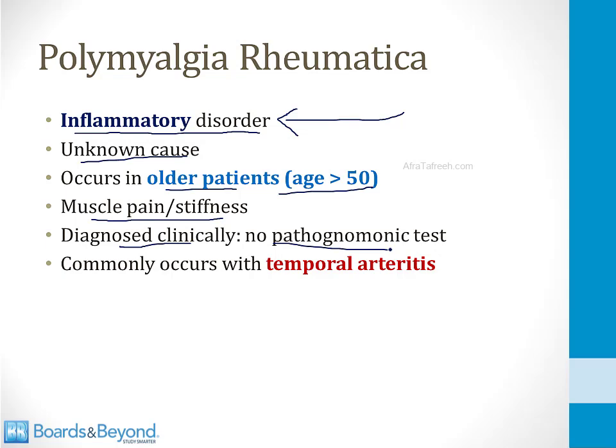And a very high-yield thing for you to know about polymyalgia rheumatica is that it commonly occurs together with temporal arteritis. In the immunology section in the video on vasculitis syndromes, I talk about temporal arteritis, which involves inflammation of the temporal artery that can lead to headaches and blindness. So many patients who have temporal arteritis also have polymyalgia rheumatica. The two disorders classically go together.